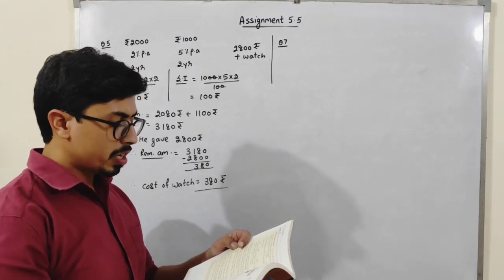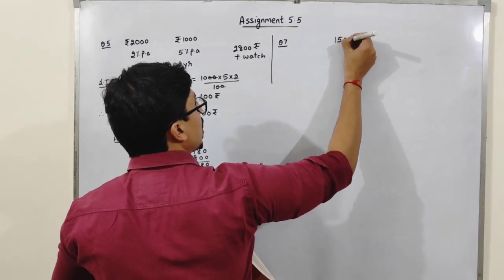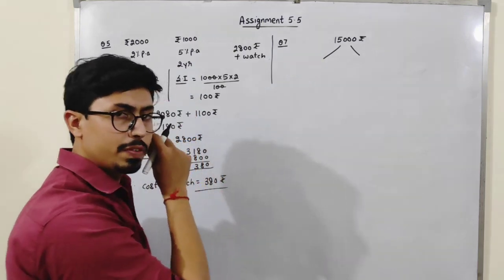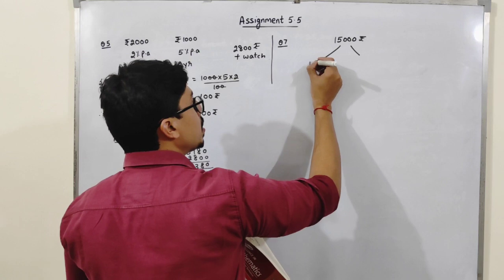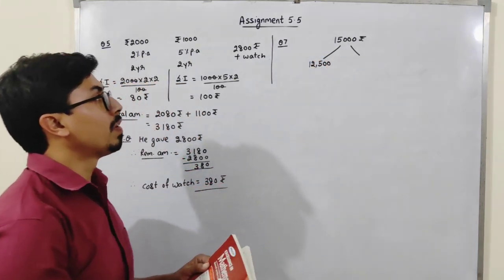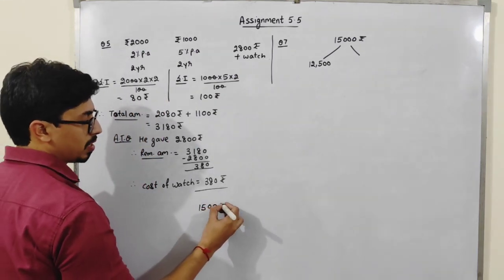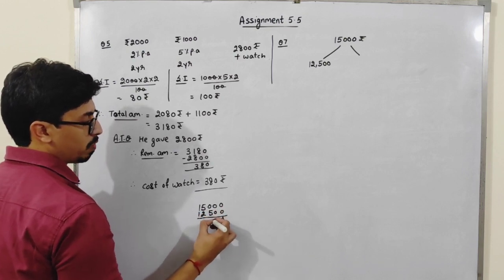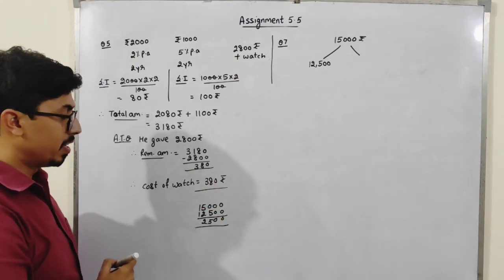See, Mr. Garg lent rupees 15,000. 15,000 rupees are given by Mr. Garg to his friend. He divided this 15,000 into two amounts. First is 12,500. Okay. So how much will be the rest, students? Just subtract these two. So if I subtract them, 15,000 minus 12,500, students, it will be 2,500.